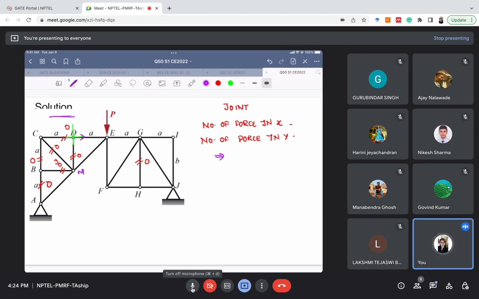DC and DM are already zero force members. We will name the member DE as, let's say, P. So we are analyzing joint number D. Number of forces in x direction is 1. Number of forces in y direction is 0. This implies that P is 0 and DE is a zero force member.